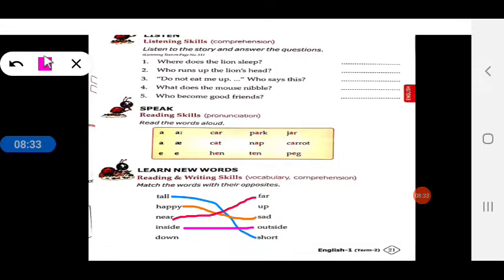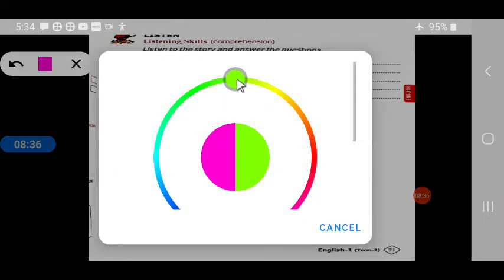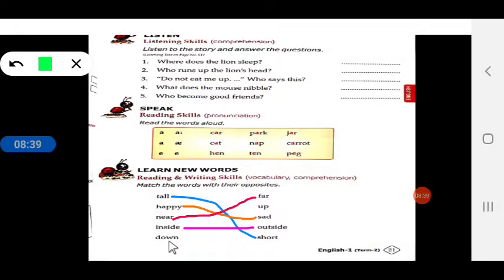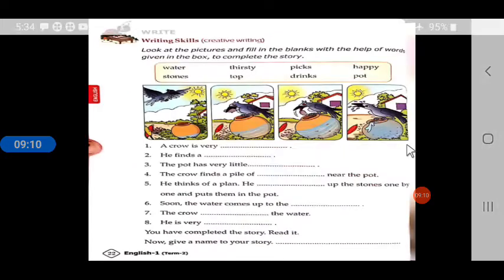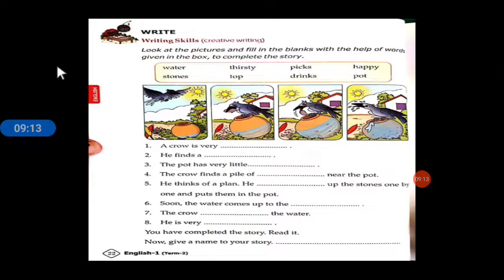Then the last one, what is the opposite of down? Down opposite is up. Up opposite is down. So tall opposite is short. Happy opposite is sad. Near opposite is far. Inside opposite is outside. Down opposite is up. So you have to keep on practicing these opposite words. Now let me go to the next page. Then the story time.